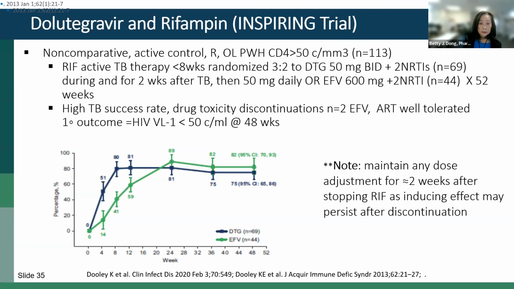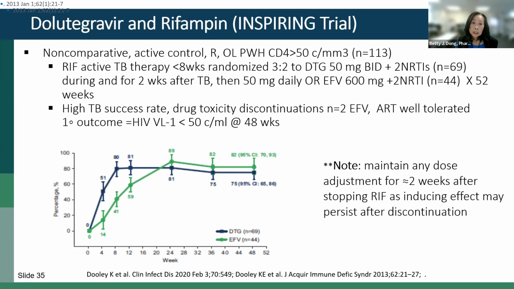And you can see that even though they were on rifampin, you can see in the green here compared to efavirenz, that they had good virologic outcome for the most part. And the efavirenz arm did a little bit better in virologic suppression, primarily because some people had discontinued the dolutegravir, but it was really considered non-inferior in terms of the primary outcome at 52 weeks. So I think from this study, we can determine that you can use rifampin with dolutegravir if the dolutegravir is increased to 50 milligrams twice a day.